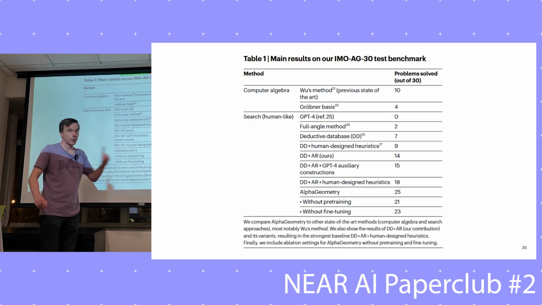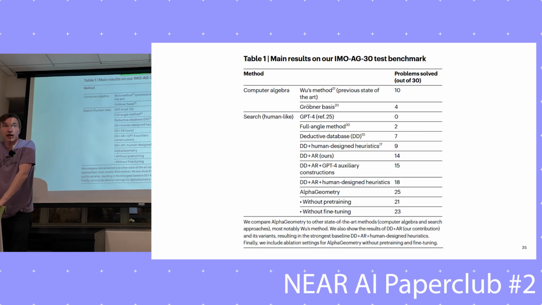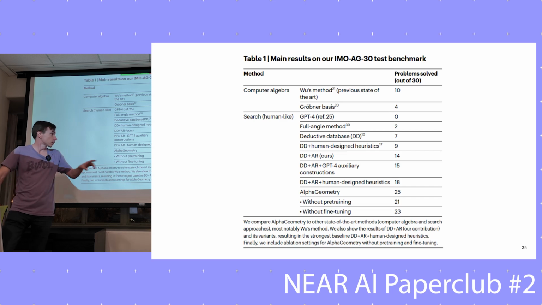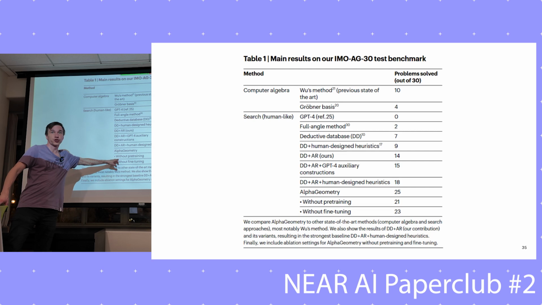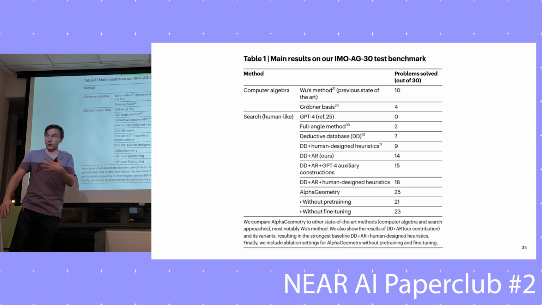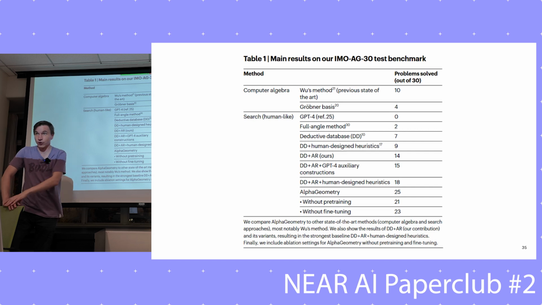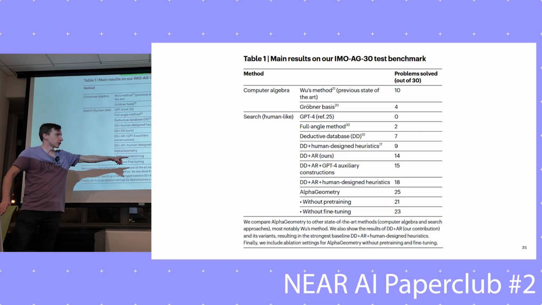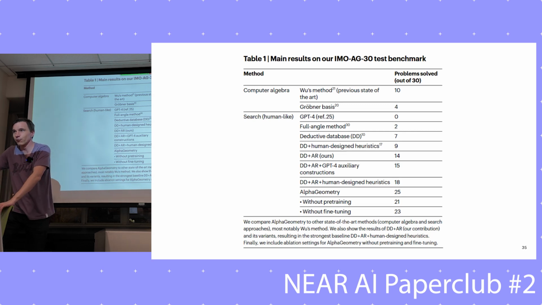They also do a couple other things. So they have pre-training and they have fine-tuning. During pre-training, they train on the whole proof, as I said, right? So including DD and AR. During fine-tuning, they only fine-tune on constructions, right? And so there's two more data points. One says, hey, what if we only train on constructing new stuff? Then it's only 21 problems, right? So interestingly, training on DD and AR is very beneficial, despite the fact that they never actually use the model to predict those. And without fine-tuning, they solve 23, right? So fine-tuning has a smaller impact than pre-training.